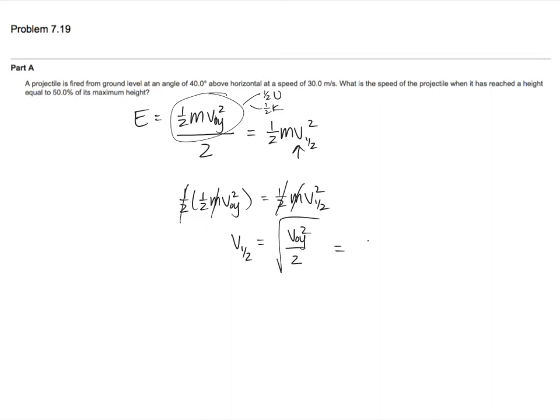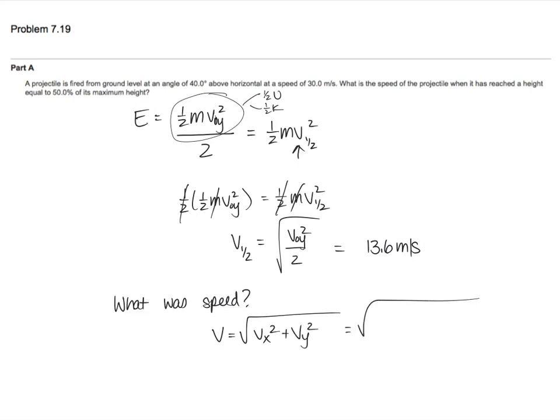And that turns out to be 13.6 meters per second. But the question was, what was the speed? The speed is going to be the square root of vx squared plus vy squared. In the previous slide, I had said that vx squared was 22.98, and we just found the vy squared is 13.6. So our velocity, what we were trying to find, is 26.7 meters per second.